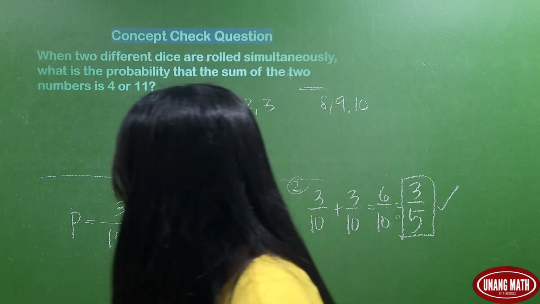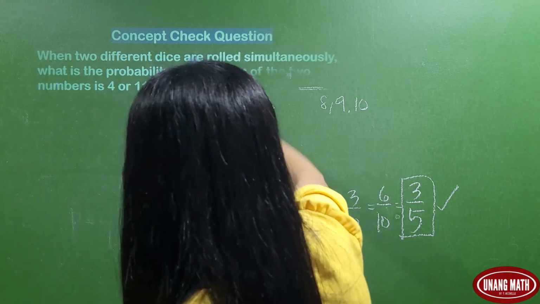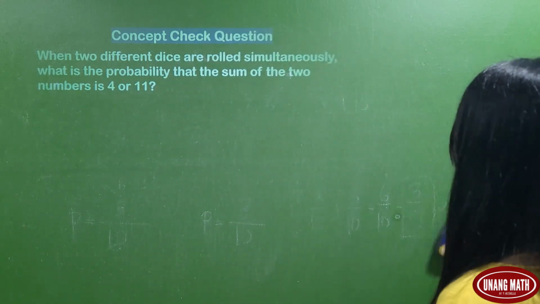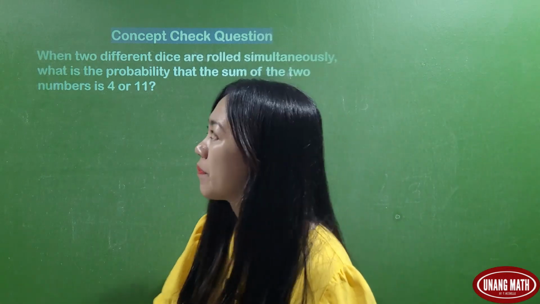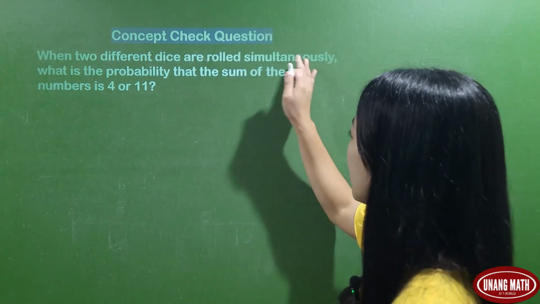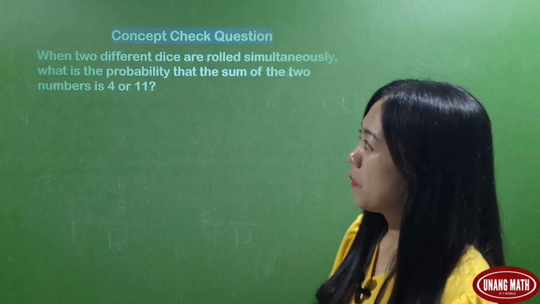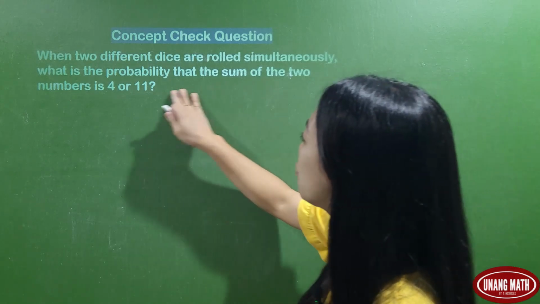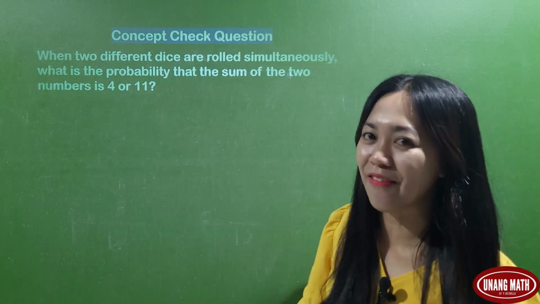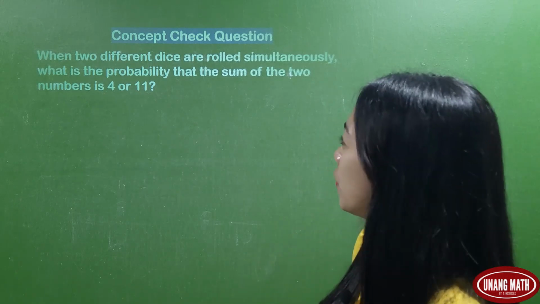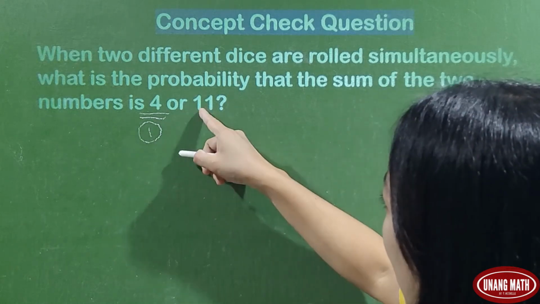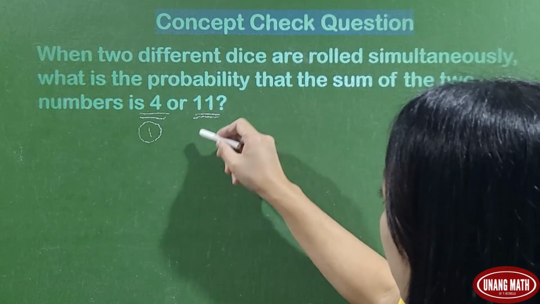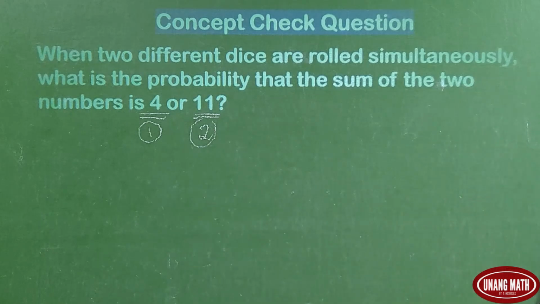Moving on, let's give another example by answering this concept check question. When two different dice are rolled simultaneously, what is the probability that the sum of the two numbers is 4 or 11? The first event would be the sum of the two numbers is 4. The second event is the sum of the two numbers is 11.